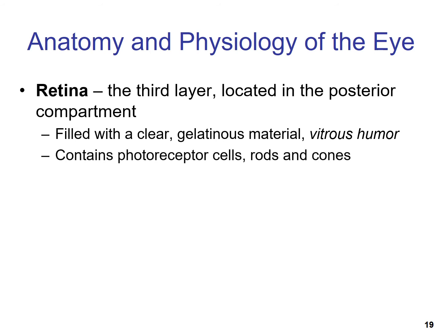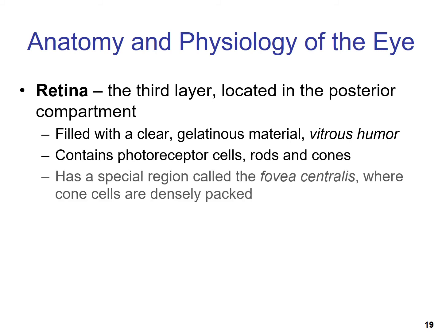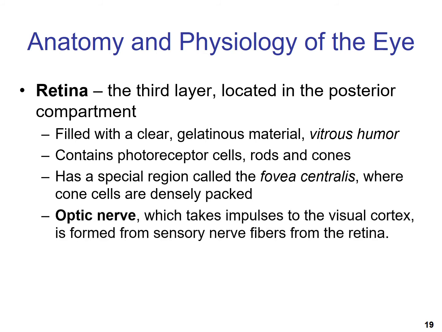So the retina contains photoreceptor cells. This is the sensory layer of the eye. Those photoreceptor cells consist of rods and cones. Rods and cones are for black and white vision and color vision respectively. If you want a cheap way of remembering this, C for cones, C for color vision. Okay, the retina has a region called the fovea centralis, and this is where your sight is the most sensitive because you've got a higher concentration of cone cells packed there. The optic nerve is formed from sensory fibers from the retina.